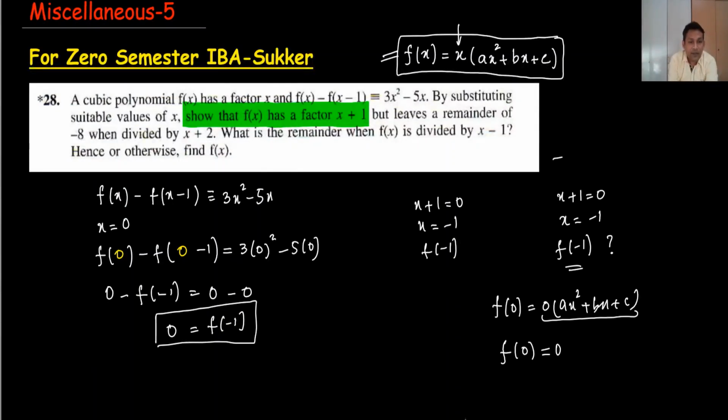So when we substitute x equals to minus 1, it's a factor, and factor means the remainder is 0. We have proved the first thing, that for f of minus 1 the remainder is coming 0. We have done the first case. Moving to part 2.